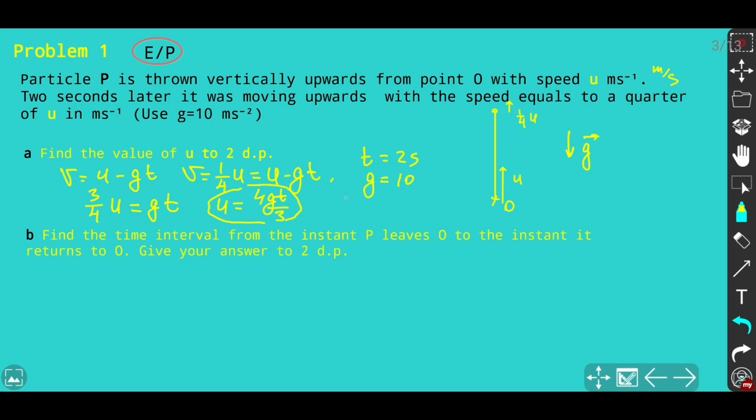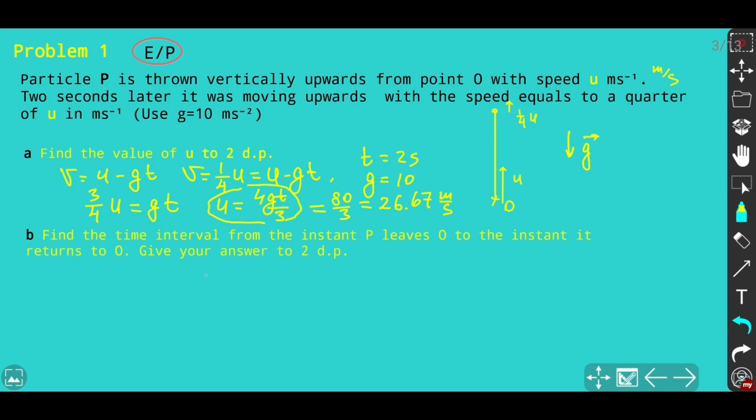Here we're going to plug in: 4 times 10 times 2 is 80 on the very top, and over 3. That's going to be the value of velocity. Let's calculate quickly: 80 over 3 is 26.67 meters per second. That's the scenario, and that's basically the picture you can have for question A.